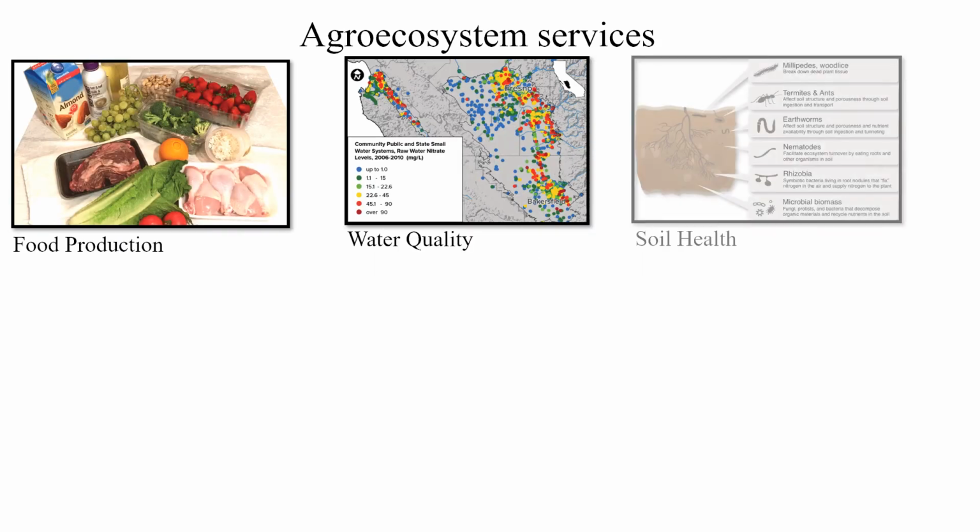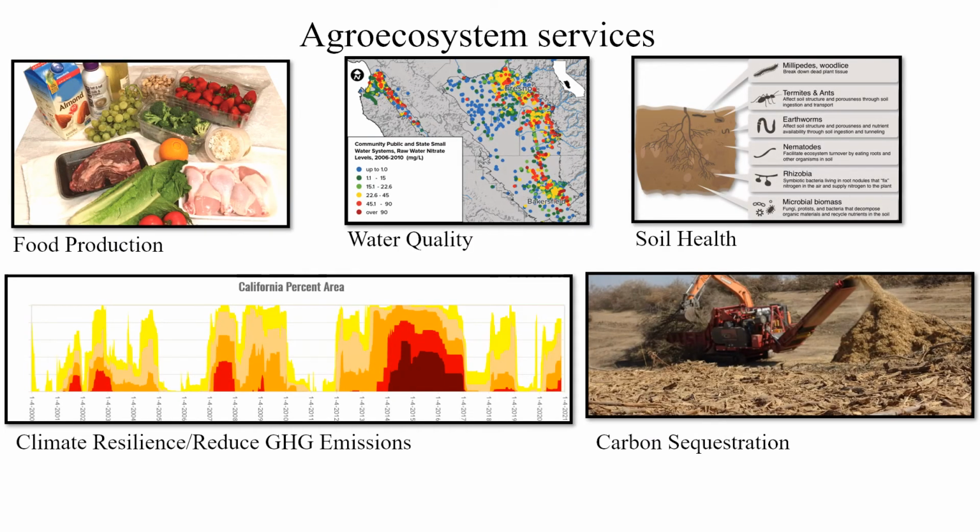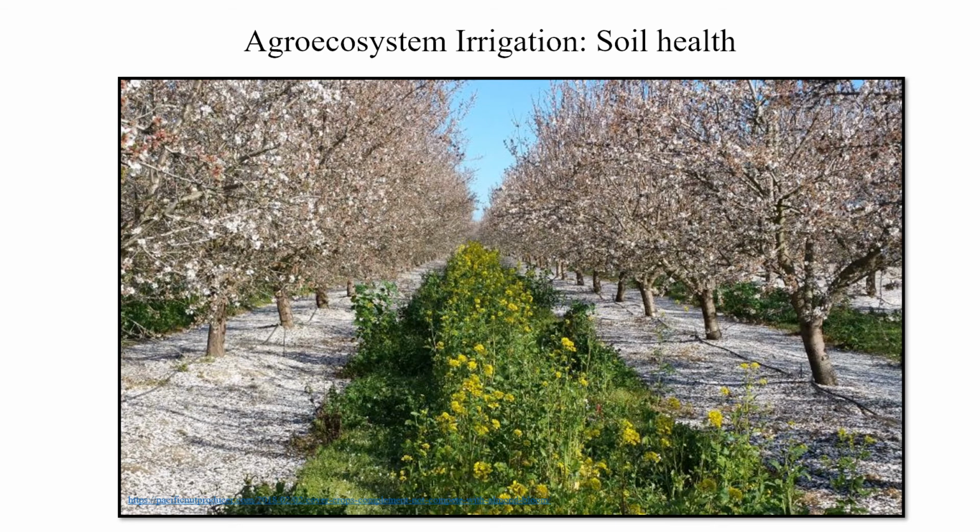Okay, there are many agroecosystem services. Food production: irrigation system designers have been critical, and they have done an incredibly good job designing systems to produce food. But we need to design systems that enhance water quality, soil health, reduce greenhouse gas emissions, and sequester carbon in the soil. Okay. So those systems, we need to design with a different mindset.